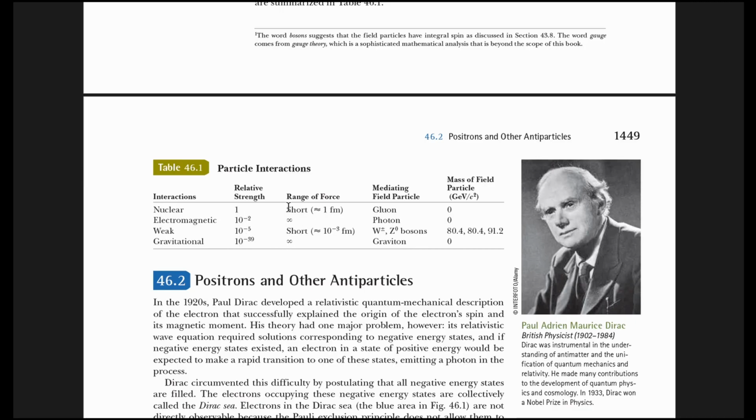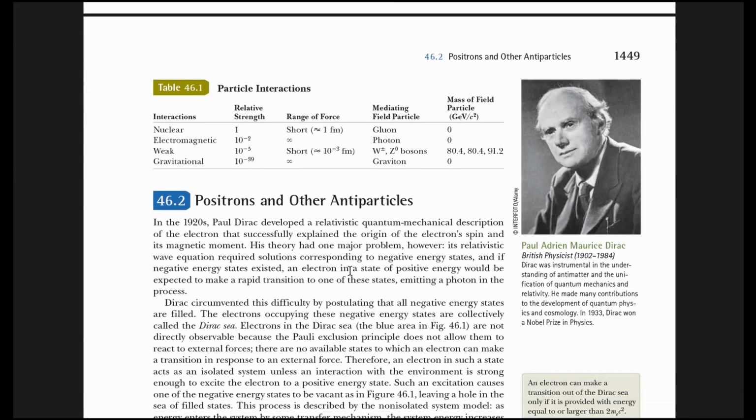Range of force. Electromagnetism range of force is infinite. Gravitational range of force is infinite. Weak and nuclear are fairly short. They act on the order of femtometers, which are really small, like 10 to the negative 12 meters or something like that. Mediating field particle: gluon, photon, bosons, graviton, very interesting. Mass of the field particle. The only one that has a mass is this guy, the field particle. Okay, I don't know what that means.